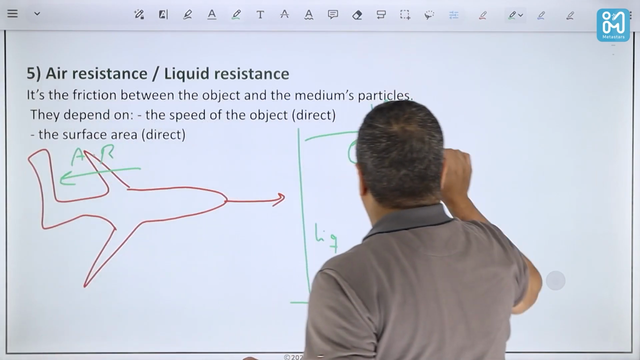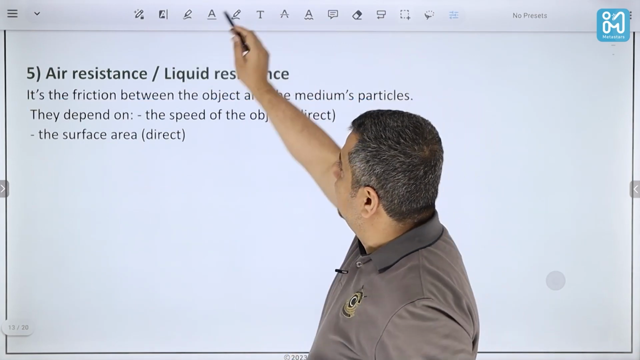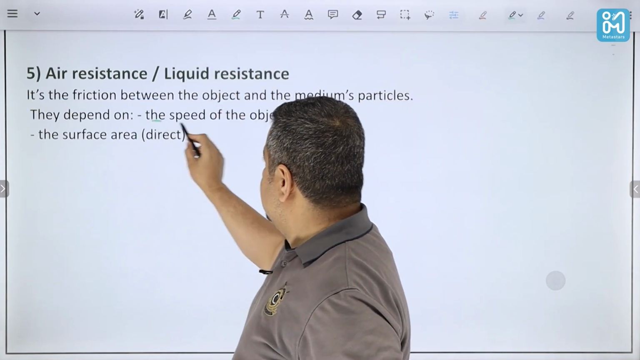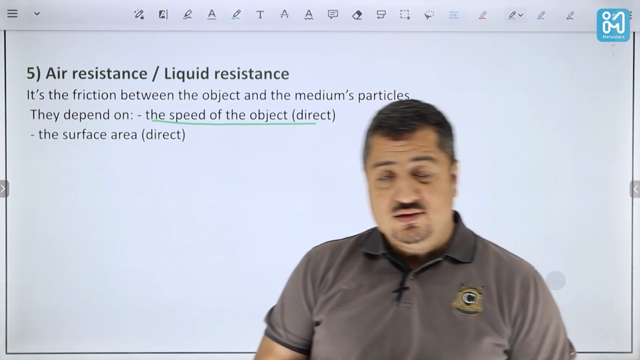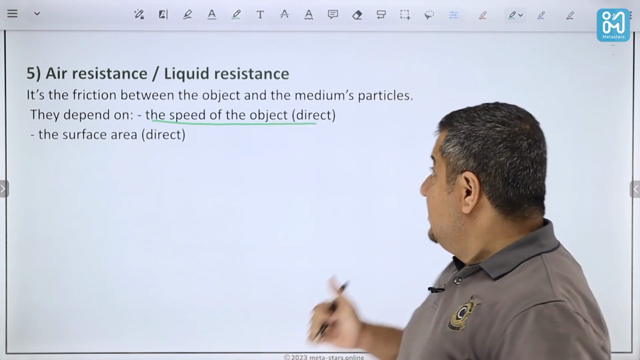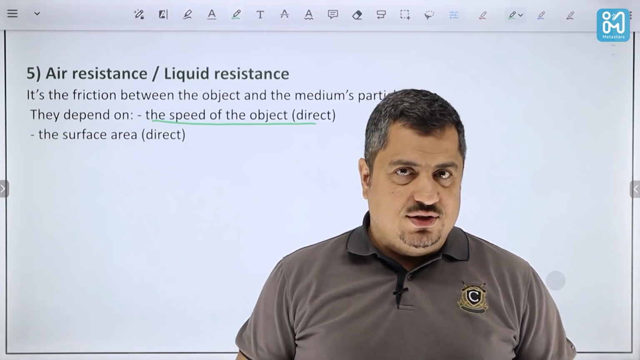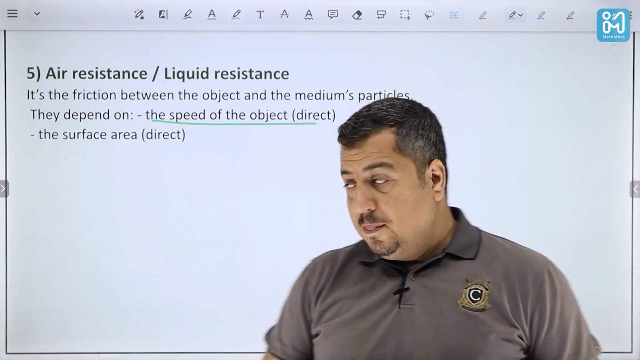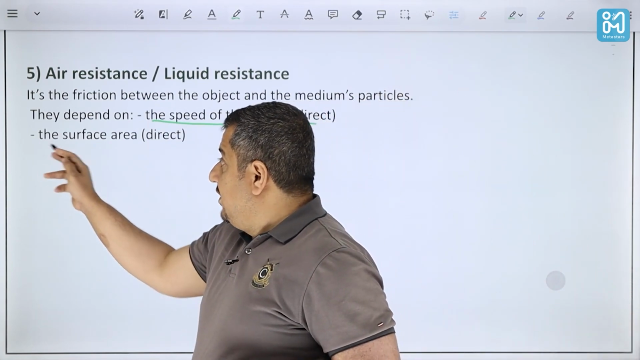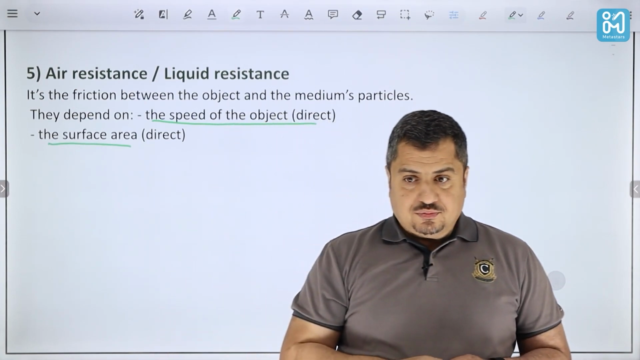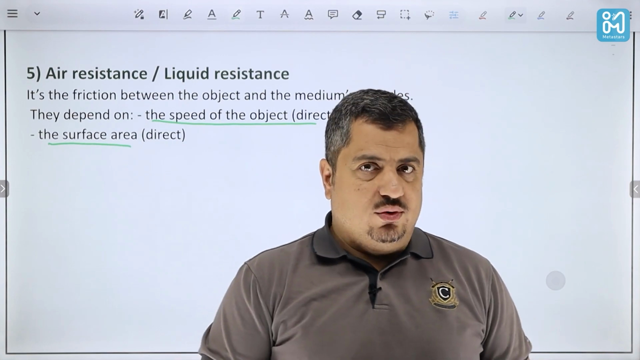Now these resistances always depend on two things. The first thing is the speed of the object, and this is very important, boys and girls. The relation is direct, so the higher the speed, the higher the air resistance. We will use it after a while. And the other thing is the surface area. Increasing the surface area means that the air resistance is more.